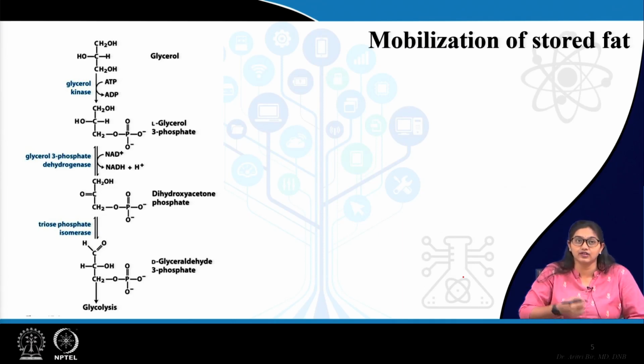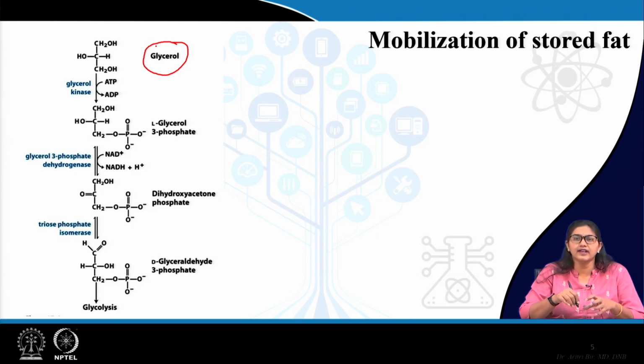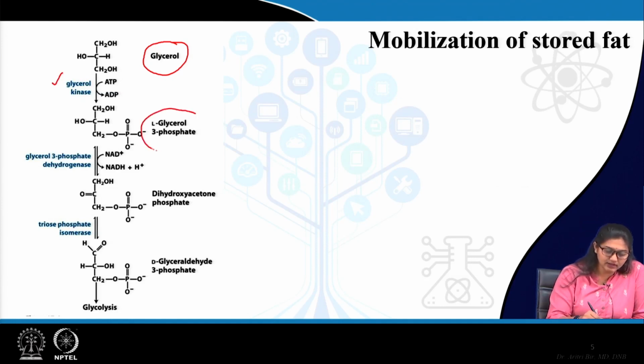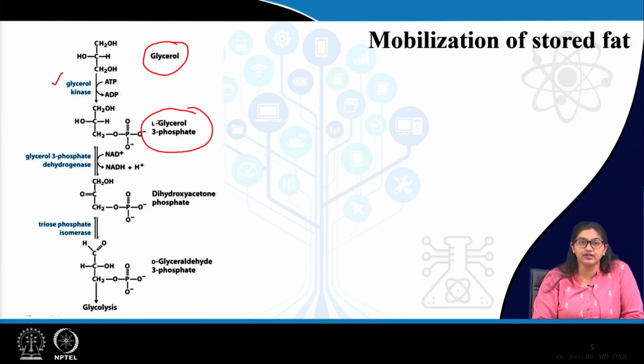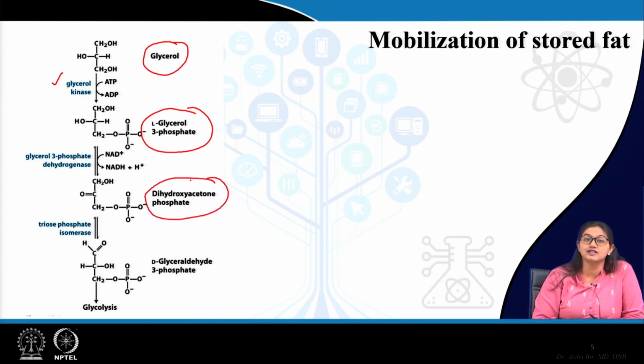What is the fate of glycerol? In the stored triacylglycerol, glycerol is the least important part. It plays a very low role in producing energy. It is only 5% of the energy producing biomolecule. So, what is the fate of this glycerol? Glycerol is basically phosphorylated to form glycerol 3 phosphate. Now, this glycerol 3 phosphate enters glycolysis. How? Once again with the help of a dehydrogenase, it forms dihydroxyacetone phosphate.